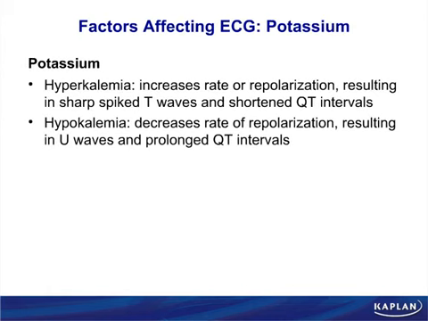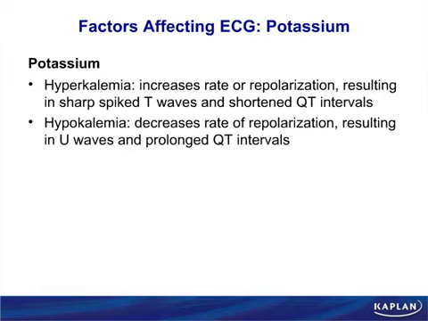With respect to potassium, hyperkalemia increases the rate of repolarization. Now, let's stop and think about that. That's going to cause sharp spiked T waves, because remember, the T wave is repolarization, and the height of the change on the EKG is influenced by the rate of change in potential. So if we increase the rate of repolarization, the T waves will get greater. In other words, the magnitude will be higher. So the characteristic change on the EKG in hyperkalemia will be sharp spiked T waves. And since we're increasing the rate of repolarization, it's also going to shorten the QT interval.